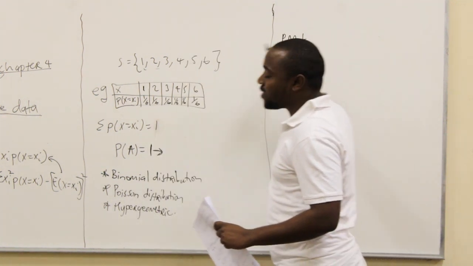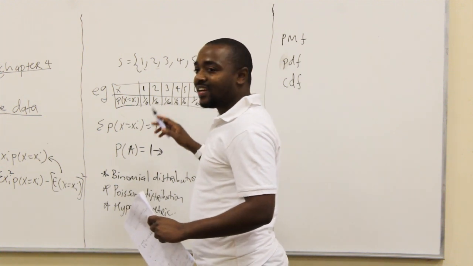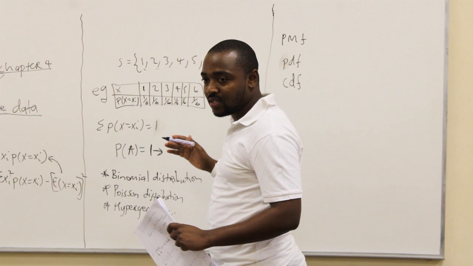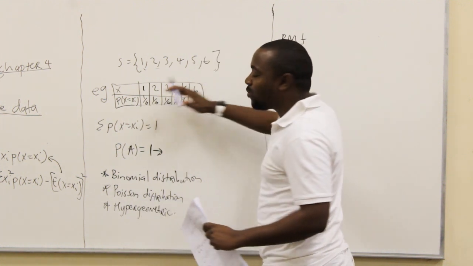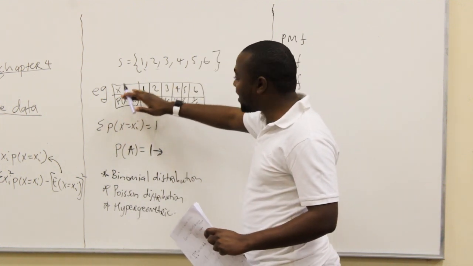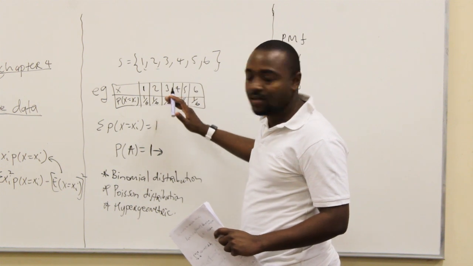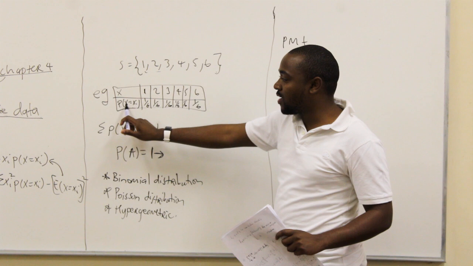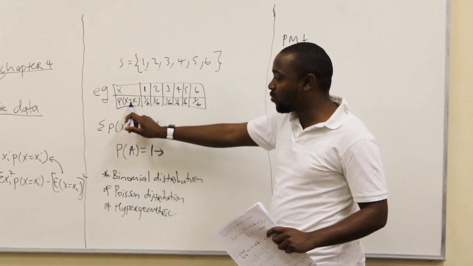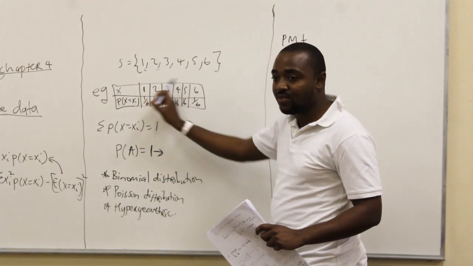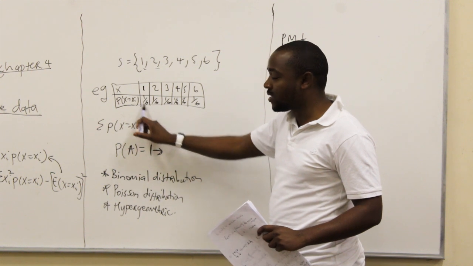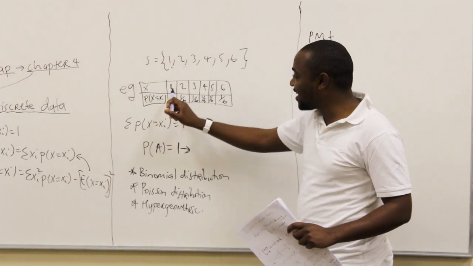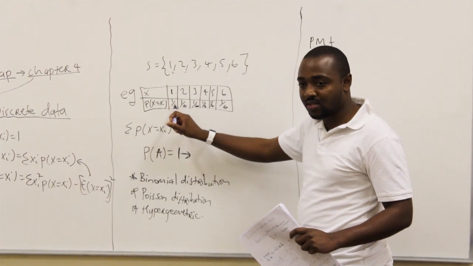A PMF is the probability of getting exactly that outcome, which is discrete. Like in chapter 4, you're dealing with discrete data. Discrete data is countable data. So here, can you see that I said the probability of x equals xi, where xi is any value here? Exactly. The probability of getting exactly 1 is 1 over 6.